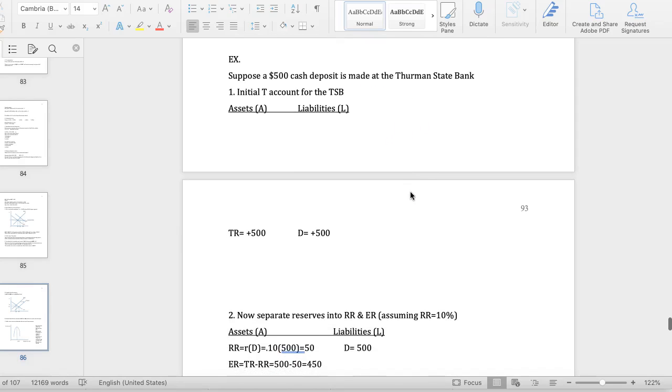So let's start with our example. This is very complicated, so you might have to watch this more than once. Number one, we're going to suppose that a $500 cash deposit is made at the Thurman State Bank. So here's our initial T account for the Thurman State Bank. $500 is added over here with my deposits, so $500 on the liability side. And right now, the total reserves are $500 because nothing has happened.